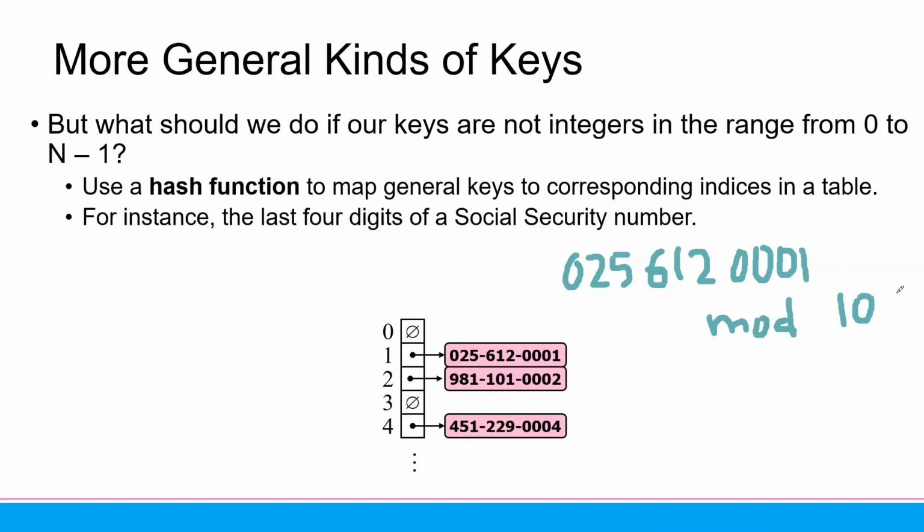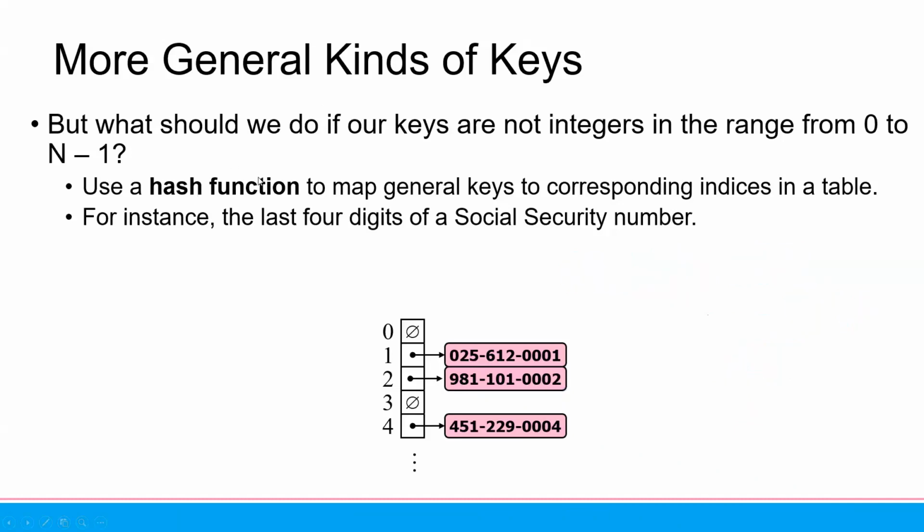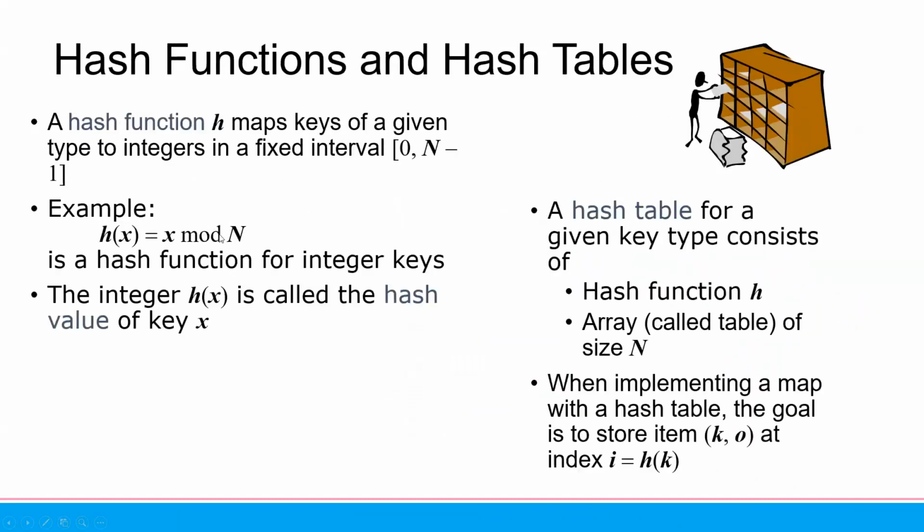Every number, when we do the modulus, we will get the remaining value. Okay? If it ends with 1, then the remaining value will be 1. If it ends with 2, the remaining value will be 2. So we will get the key only based on the last number. So this is one example.